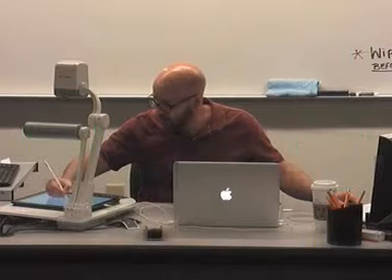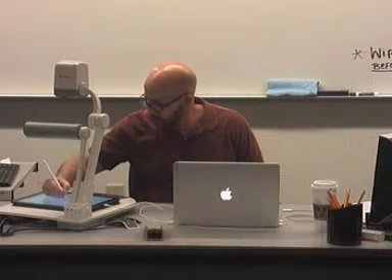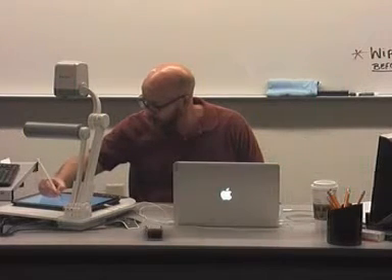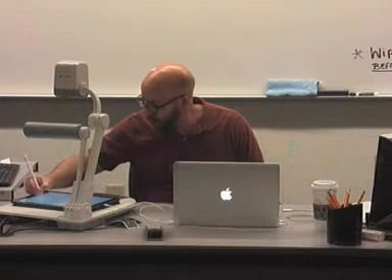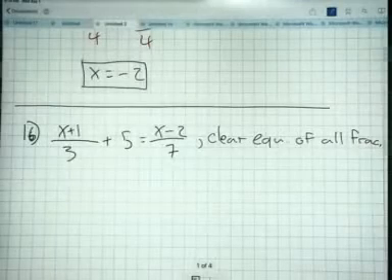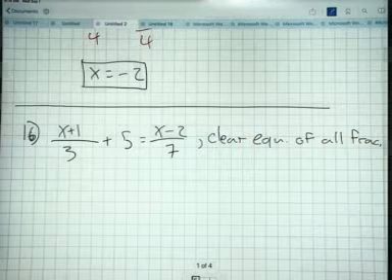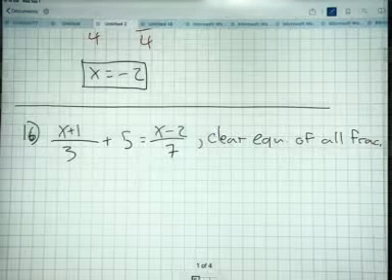x plus 1 over 3 plus a 5 is equal to x minus 2 over 7. So what we want to do in this particular problem is we want to clear the equation of all fractions. Oh, y'all need to see what I'm doing. My bad. My apologies. What we want to do is we want to clear this equation of all fractions. We want to make the fractions go away.